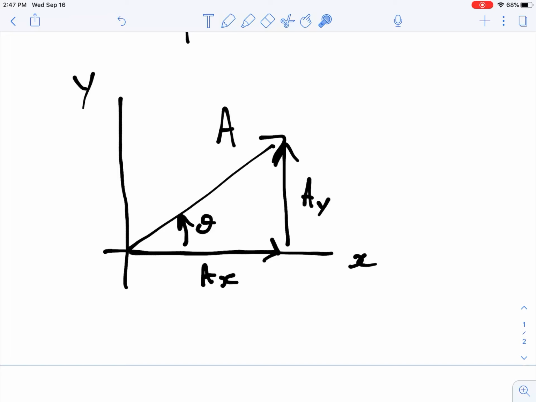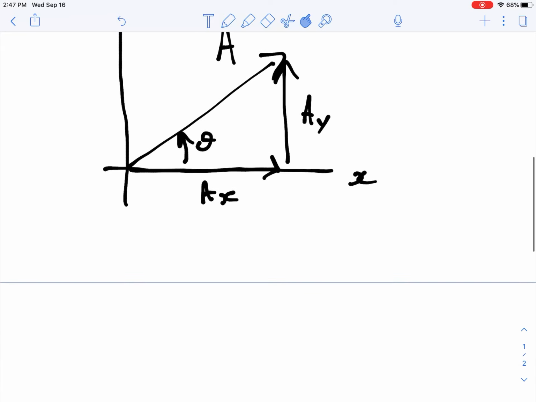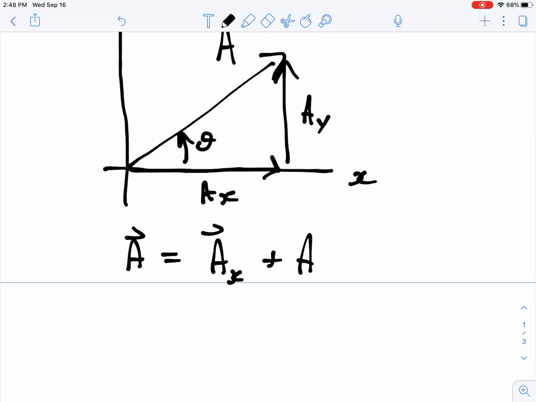This is a theme that we're going to play with a whole bunch in the coming months. A 2-dimensional vector has 2 components. It can be thought of as independently being an x component and a y component. Now, as a vector equation, we could write that the vector A is just the vector sum of the x component plus the y component.